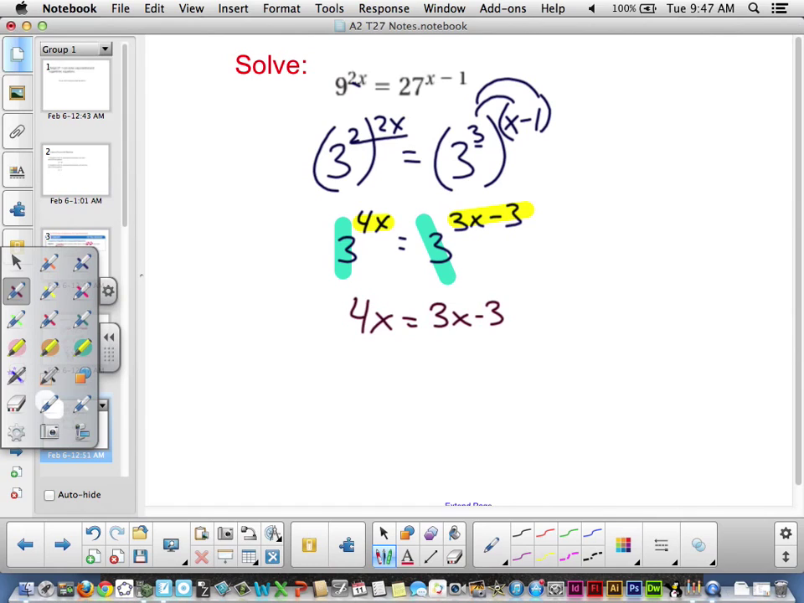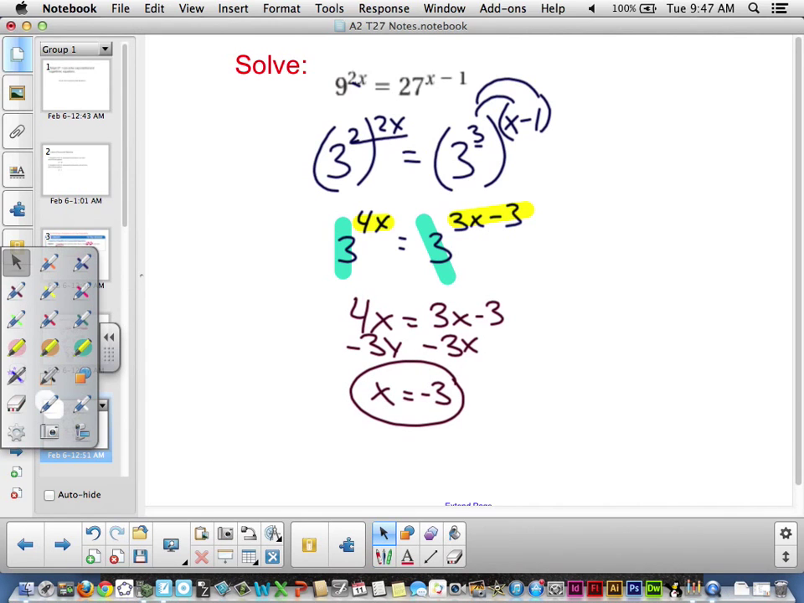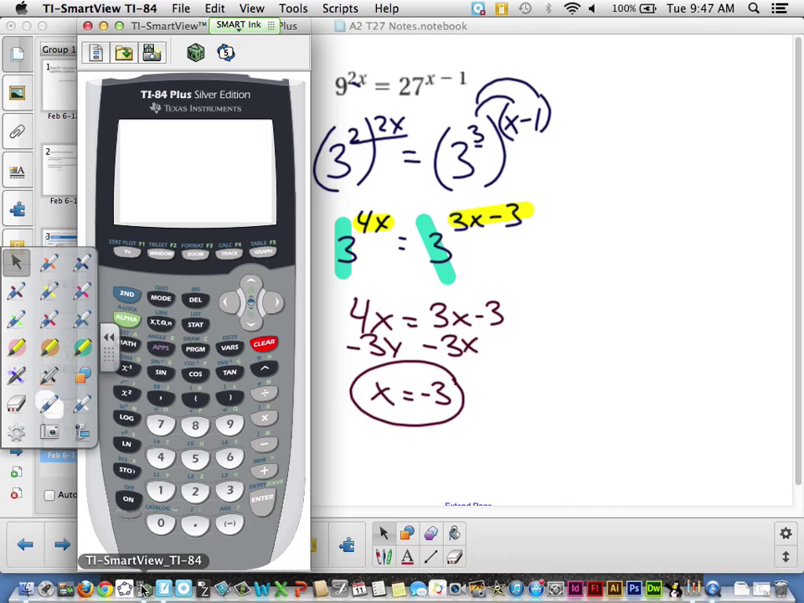And we'll solve it as a linear equation. Subtract 3x from both sides. x equals negative 3. And then let's check our work. All right, so we got 9 to the 2 times negative 3. We got 1.8 times 10 to the negative 6. Check the right side, 27 to the negative 3 minus 1. And we got 1.8 times 10 to the negative 6. They are the same.